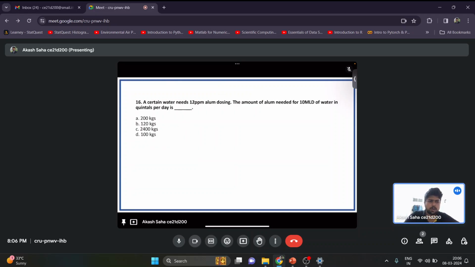Okay. Again, a small numerical. A certain water needs 12 ppm alum dosing. The amount of alum needed for 10 MLD of water in quintals per day. Or rather, since the options are given in kgs, so let it be. So the amount of alum needed for 10 MLD of water in kgs per day. So rather than quintals, let it be in kgs per day. To find out the answer, the concentration is given as 12 ppm of alum, and the discharge is 10 MLD. So we have to find out the total alum requirement.